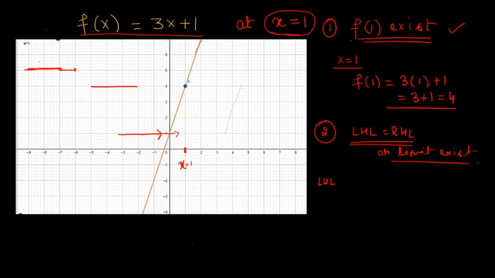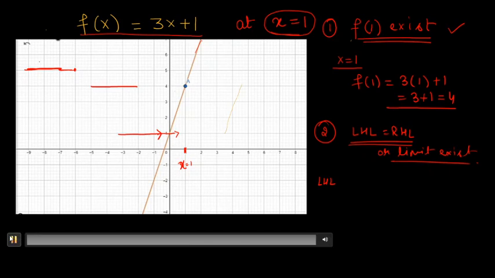Now let us see the graph. You can see here, as x is approaching to 1, here the value of the function is also approaching to 4. As x approaching to 1, this is the value of x is approaching to 1, the value of function is also approaching to 4, and it is from the left hand side.